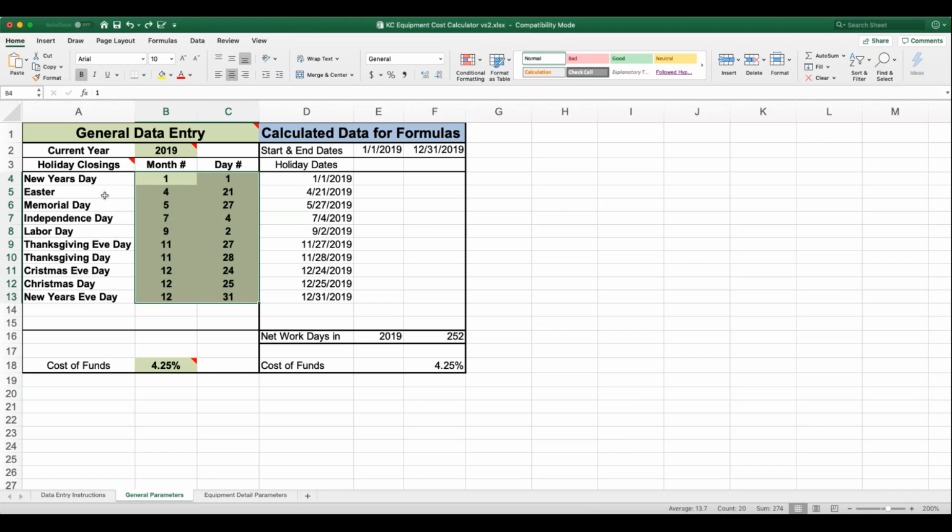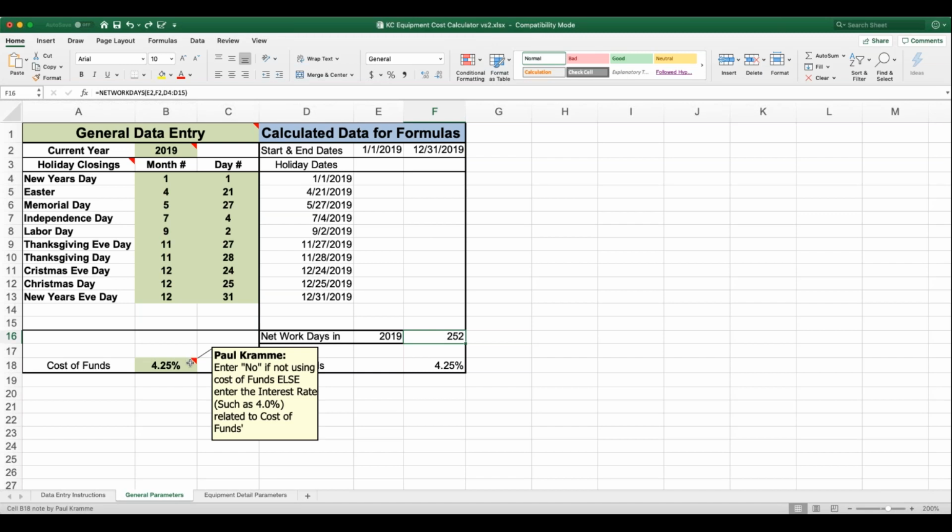So out of the 1, 2, 3, 4, 5, 6, 7, 8, 9, out of the 10 days that I've actually put here, 9 of those days were during the week. Okay, so that's the second piece. Start with the actual year, give a list of the holidays, and that's going to provide the number that the control or the worksheet is going to use in determining the hourly cost.